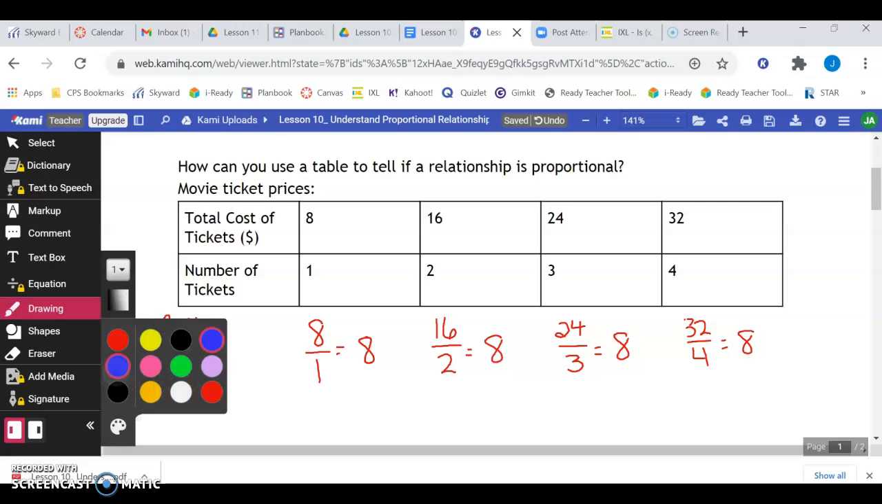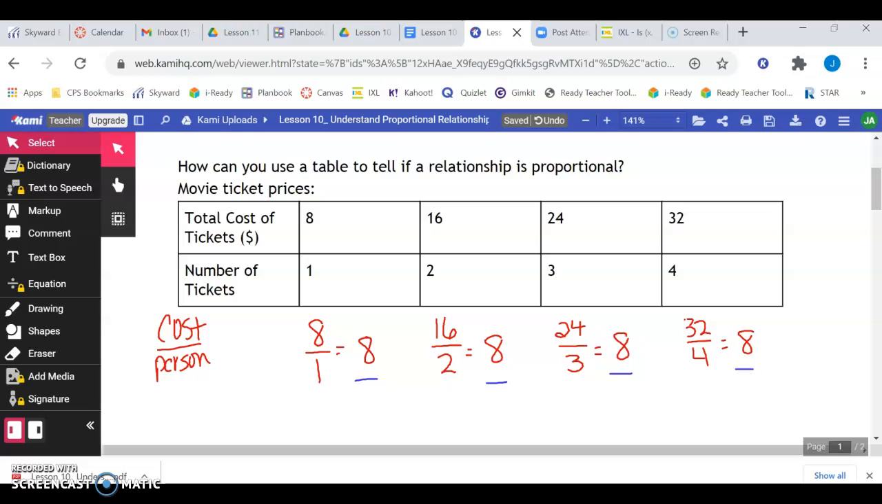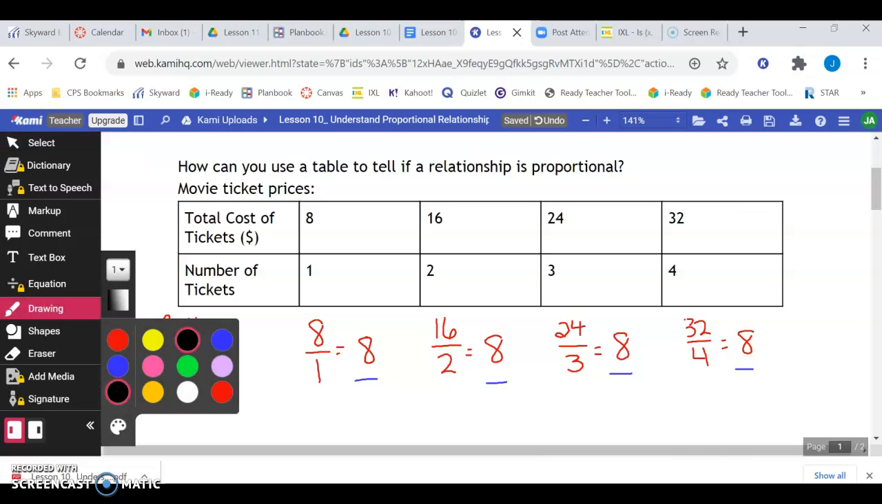So looking here, each time we divided, we got the same number out. So we can say that this is a proportional relationship, and then we can say that the constant of proportionality is 8. We can also turn this into an equation by saying we can take 8 and multiply it by the x, which would be our number of tickets, and we could get our price out.